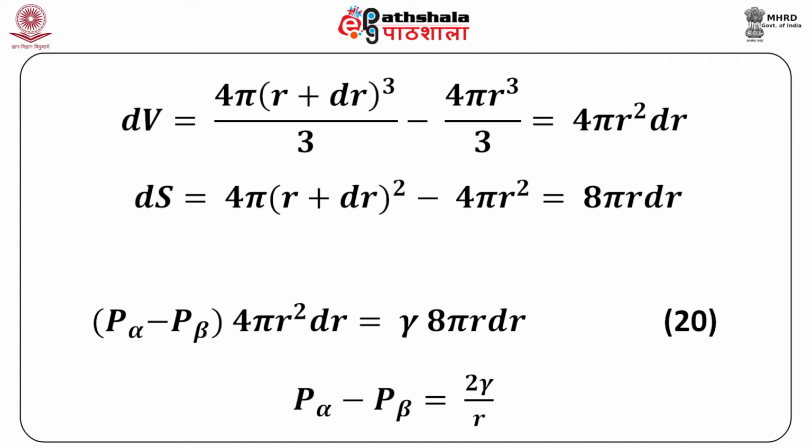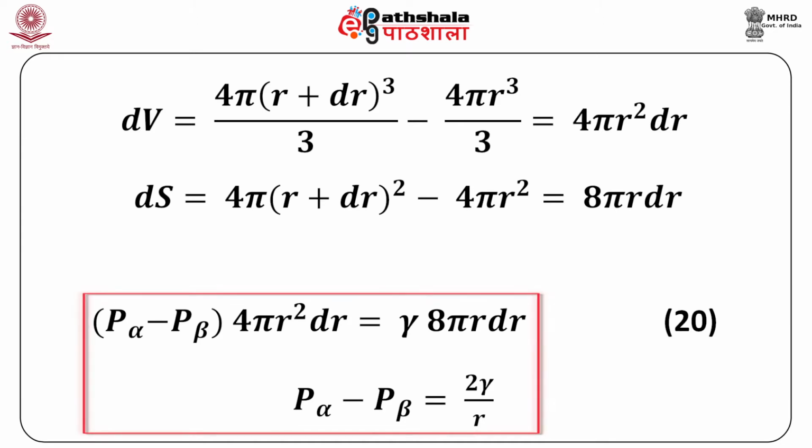Substituting the values of dv and ds in equation 19, we get p alpha minus p beta into 4 pi r square dr equals gamma times 8 pi r dr. On solving this, we get equation 20 as p alpha minus p beta equals 2 gamma by r.